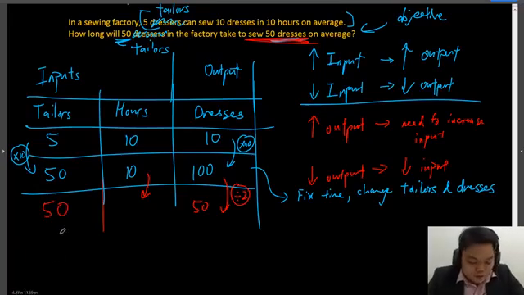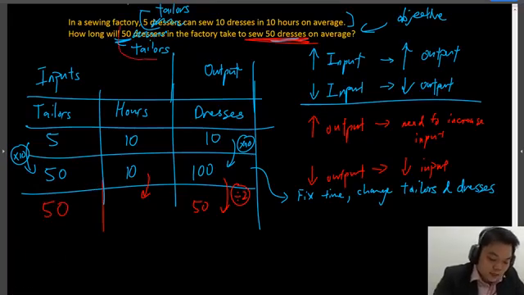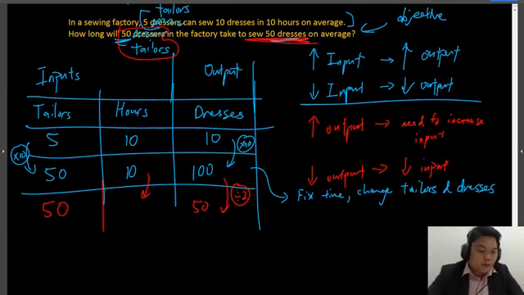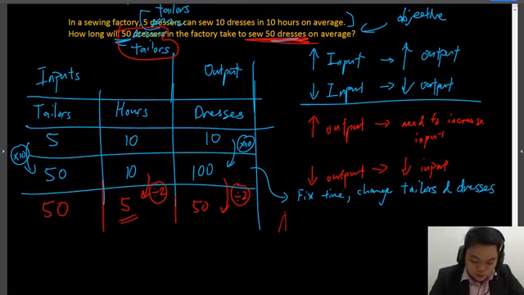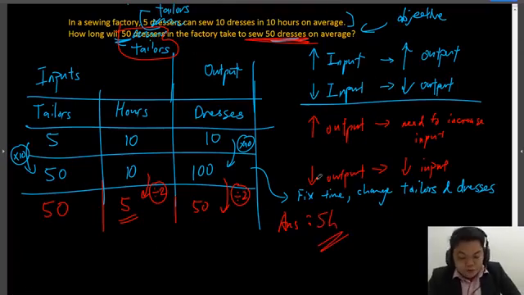Now let me fix the number of tailors as well, because this is in line with what I require. I need to have 50 tailors. So now I change my time only. When this happens, if you divide the output by 2, the amount of time taken, because you have fixed your tailors already, only the time can change now. Your time will be divided by 2 to give you 5. So this is actually your answer. You need 5 hours for them to sew this on average.